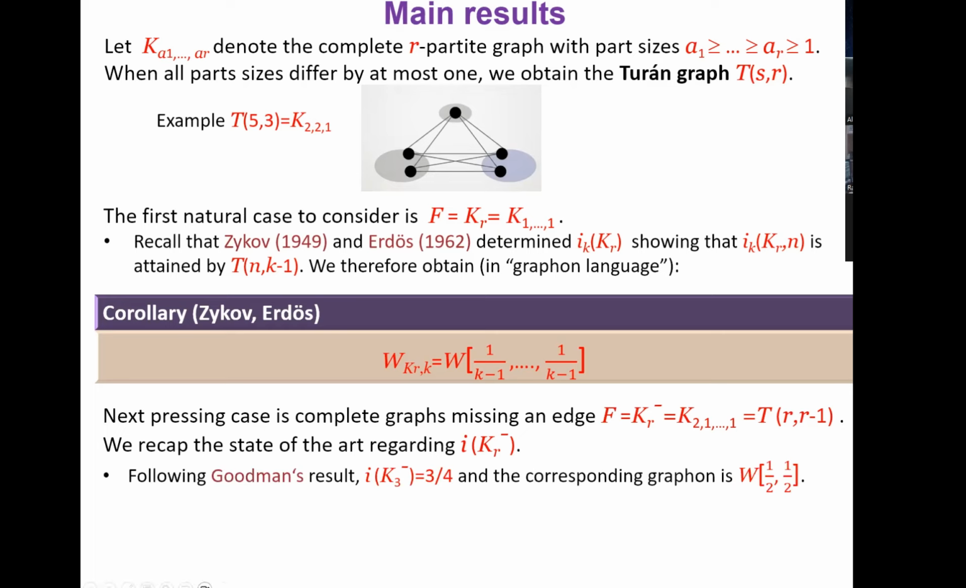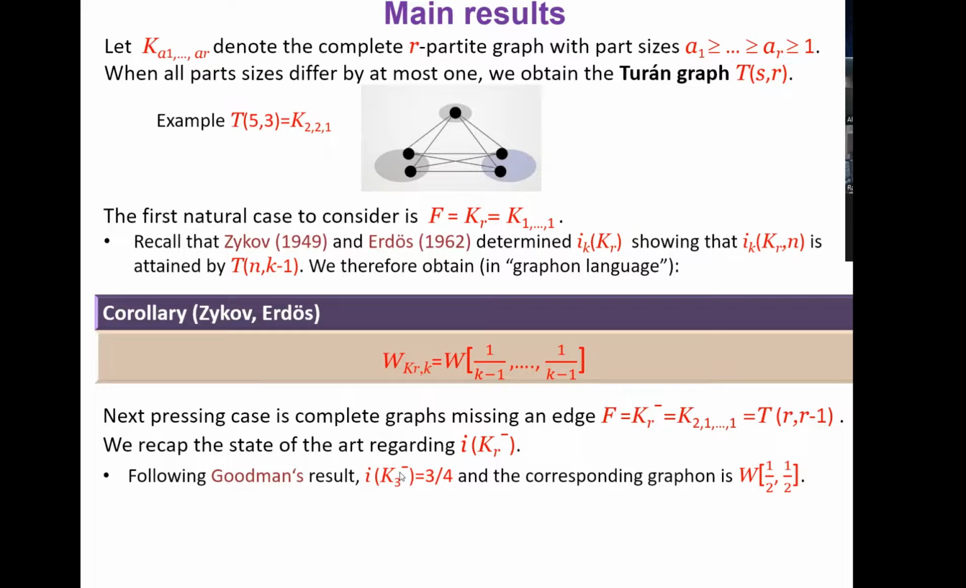So we started with this result of Goodman, and actually his result can be stated as saying that the inducibility of K3 minus, or a path with two edges, is obtained in the limit by the graphon W(1/2, 1/2). Okay, so it's just this matrix with block sizes 1/2, 1/2 and entries 0, 1, 1, 0. And if you compute the induced density of K3 minus in it, it will give you 3/4, and it's the best thing you can do.